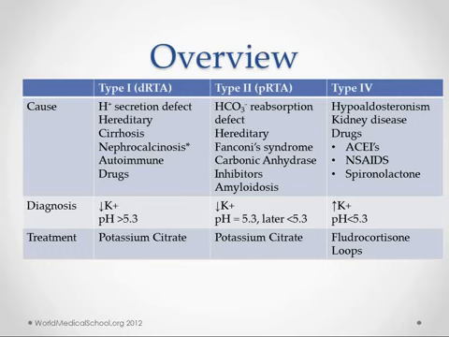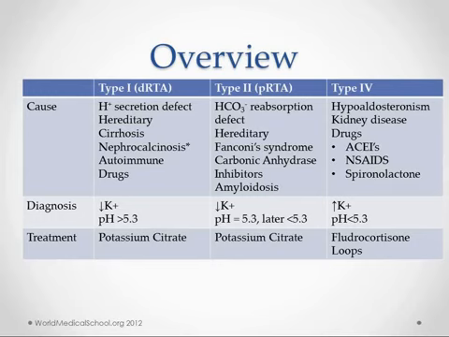So this is the main overview. Type 1 is distal, and it's a hydrogen problem. It might be hereditary, might come from cirrhosis. Remember nephrocalcinosis, it could be a cause or an effect. Autoimmune problems and drugs. Type 2, it's proximal, and it's a problem with reabsorption of bicarb. Could be Fanconi syndrome or drugs or amyloidosis. And type 4 is a problem with adrenal glands, usually hypoaldosteronism or kidney disease or drugs as well.